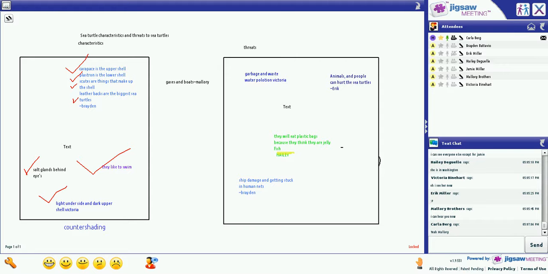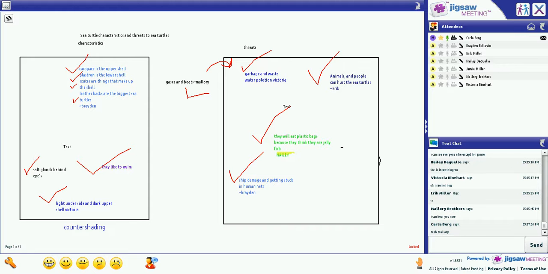All right, what else do we have up here? We have Threats Are Gases and Boats by Mallory. Good job. We'll put a little arrow so we know where it goes. Garbage, waste, and water pollution are a threat. Fantastic, Victoria. We also have Animals and People Can Hurt the Sea Turtles. Wonderful, Eric. We have They Will Eat Plastic Bags Because They Think They Are Jellyfish. Good job, Haley. And Braden put up here ship damage and getting stuck in human nets.